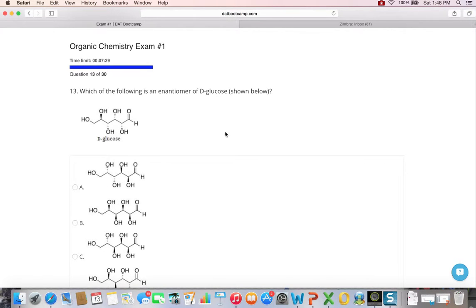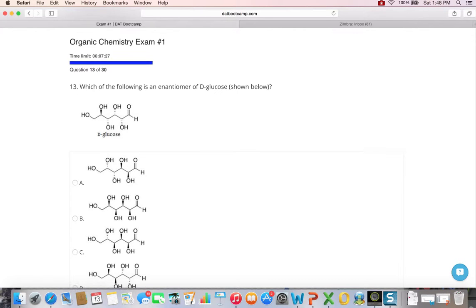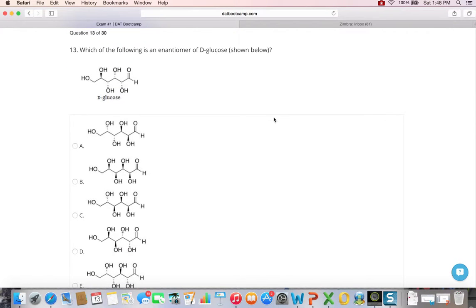Number 13, if it's an enantiomer, every chiral center needs to be inverted. So we can stop. A can be eliminated because these 2 carbons have the same configuration. These can be eliminated because B has this carbon, the same configuration. If you look at C, however, inverted, inverted, inverted, inverted, there's our answer.